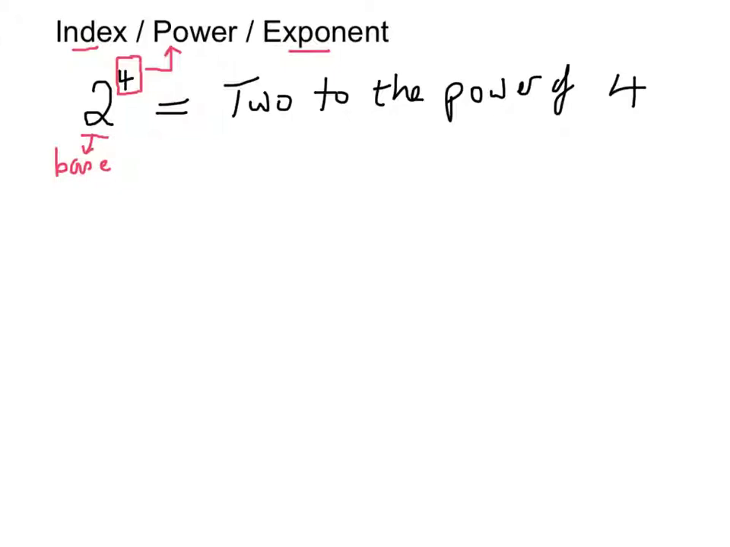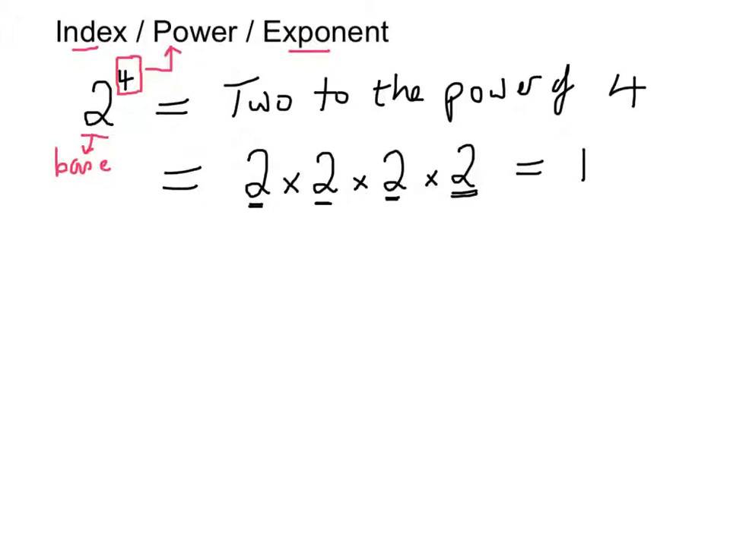So what does 2 to the power of 4 mean? Well, in simple terms, it just means 2, the base number, multiplied by itself 4 times. So 2 multiplied by 2, multiplied by 2, multiplied by 2. So here's the 4, it's 2 multiplied by itself 4 times. Now you can work out the value of that. 2 multiplied by 2 is 4, multiplied by 2 is 8, multiplied by 2 is 16. So 2 to the power of 4 has the value 16.